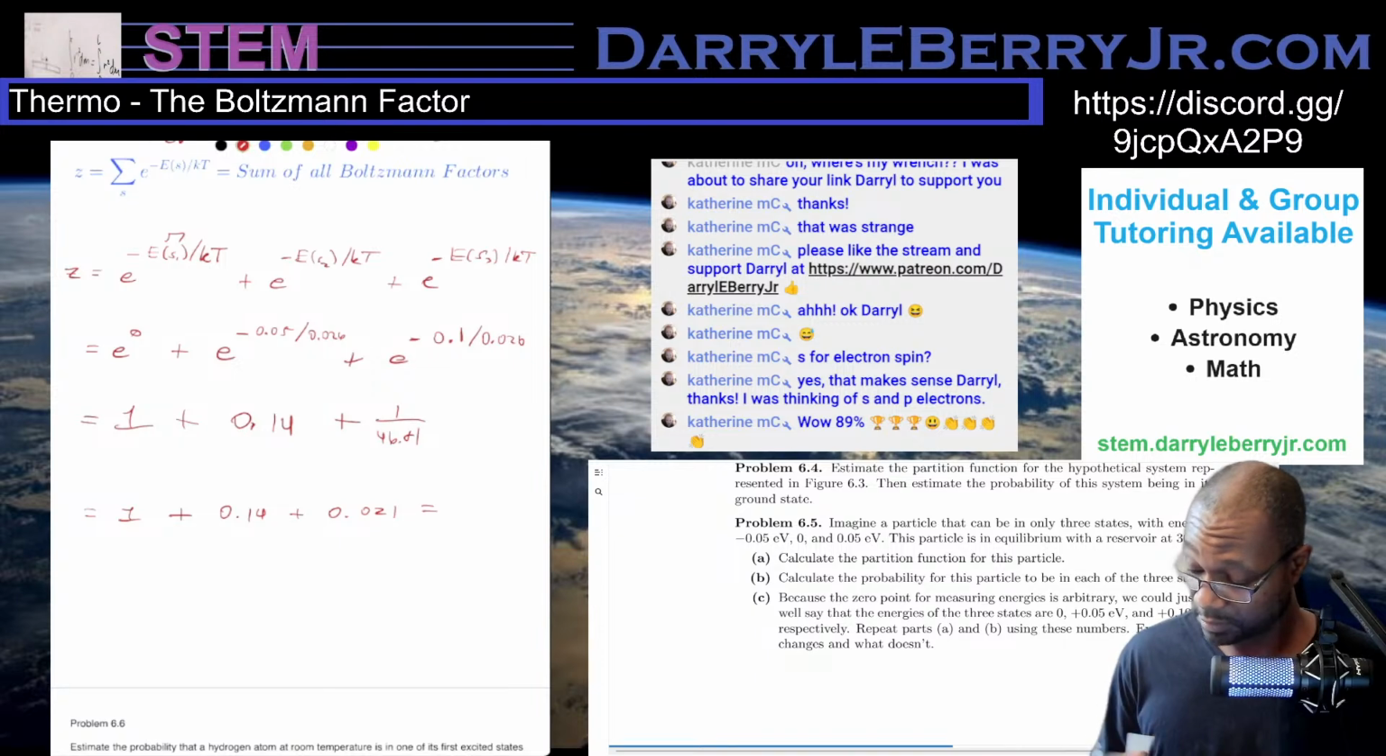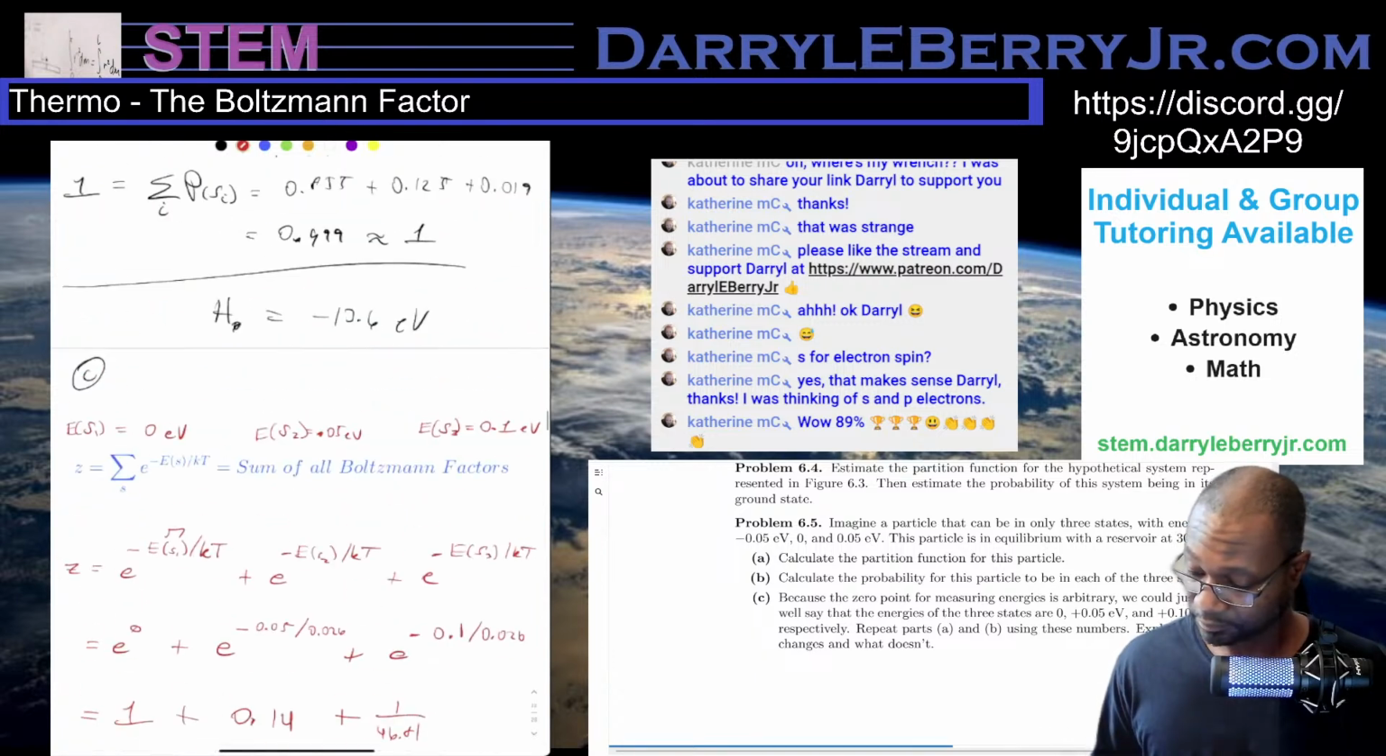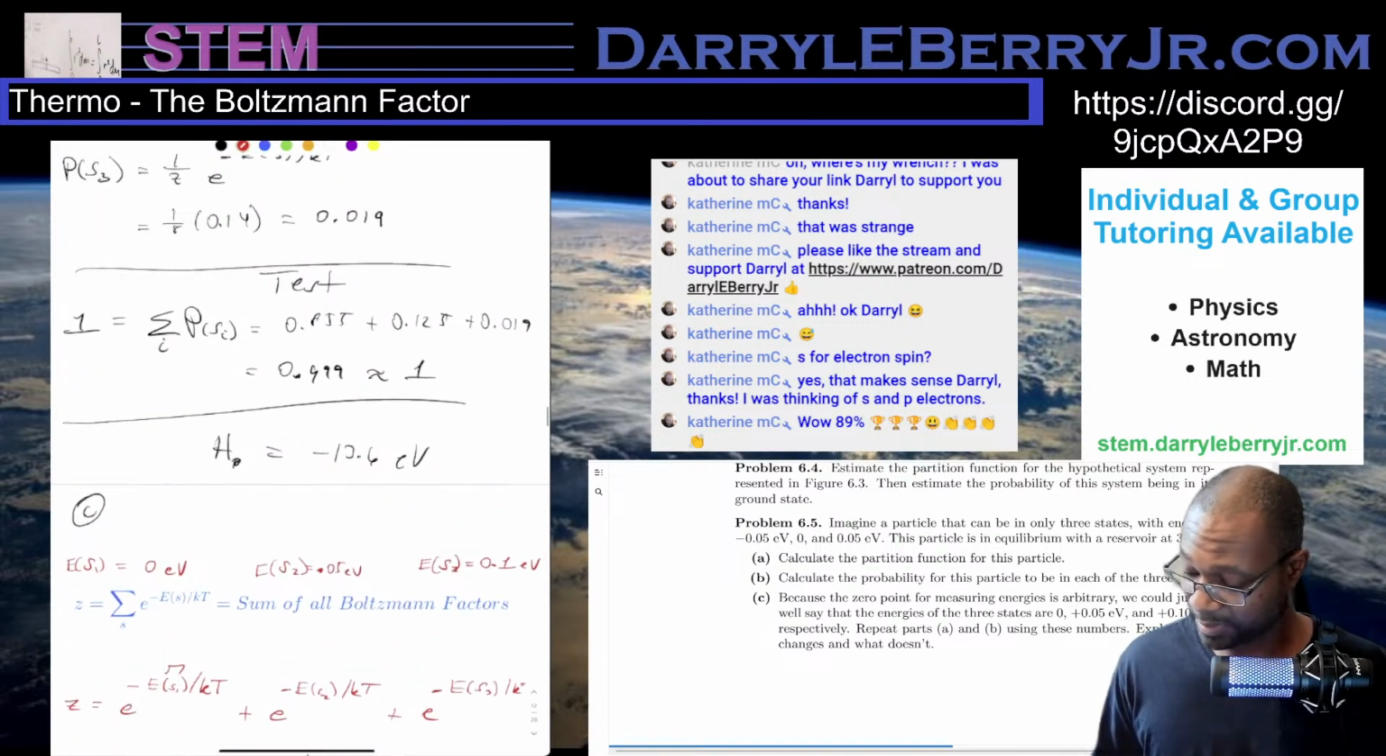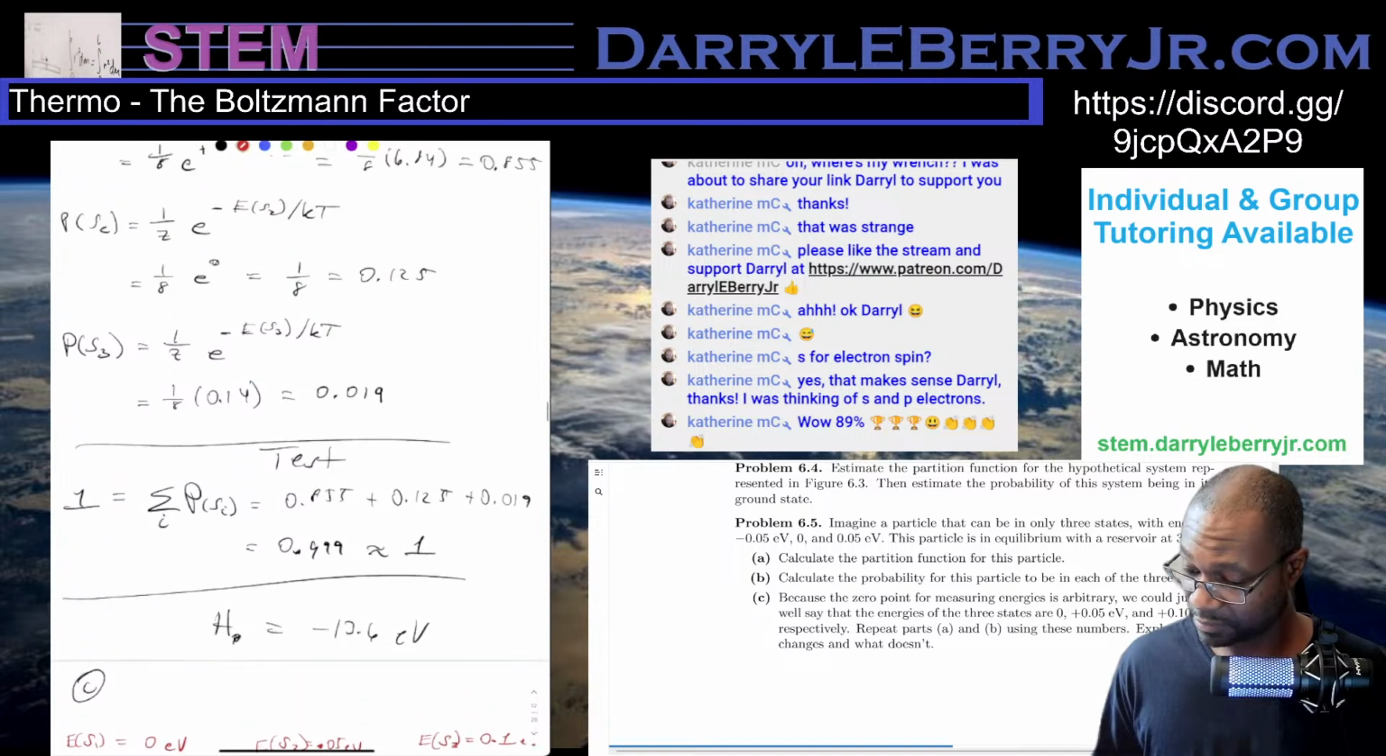All right. So we have 1 plus 0.14. I'll actually copy the actual value down plus that. So that equals 0.18888. I'm going to be pedantic with it. There's a 0 after that. So this is what z equals. All right, so let's look at the probabilities and see if this changes.